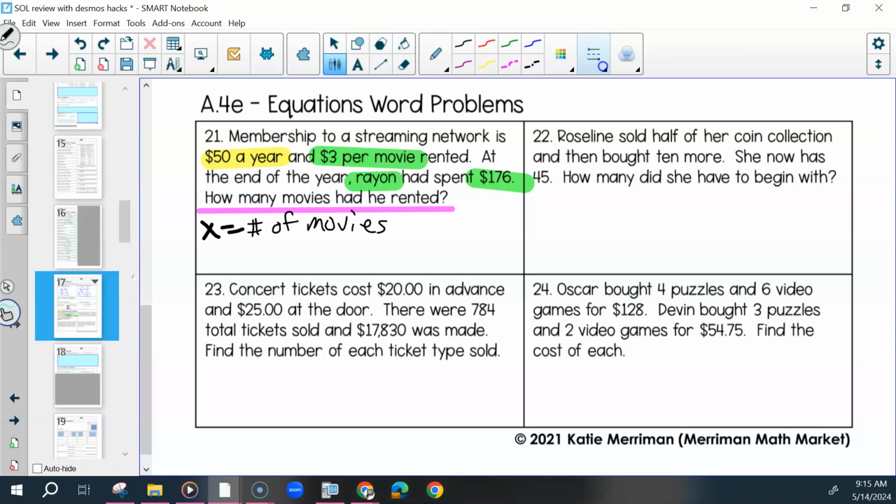And then to set up my equation, I know at the end of the year he spent $176, so that would be his total equals 176. Because this is just 1 year, the 50 is just going to be times 1, or just 50 by itself. Since this is a total, I know I'm adding, and it's going to be $3 per movie. When you see per, that usually goes with your variable, so 3x. Then you could solve the equation by hand, or you could put that equation into Desmos and find what your x value is.